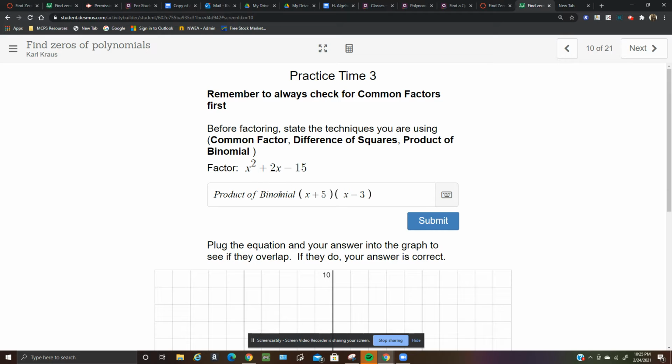Number 10 is a product of binomials. I'm going to find the factors of negative 15 that when you add them together you get 2. That's positive 5 and negative 3. So x plus 5 times x minus 3.